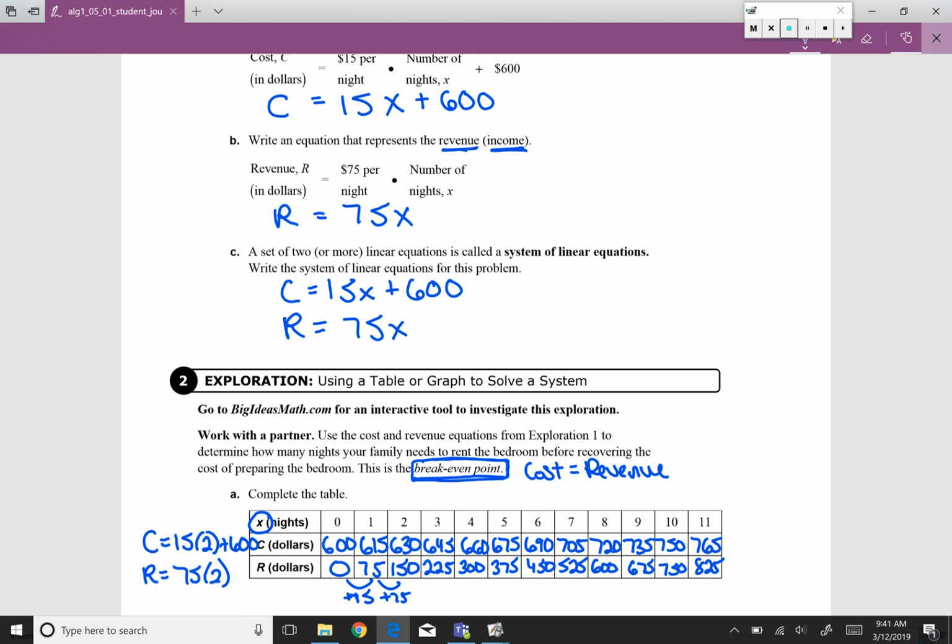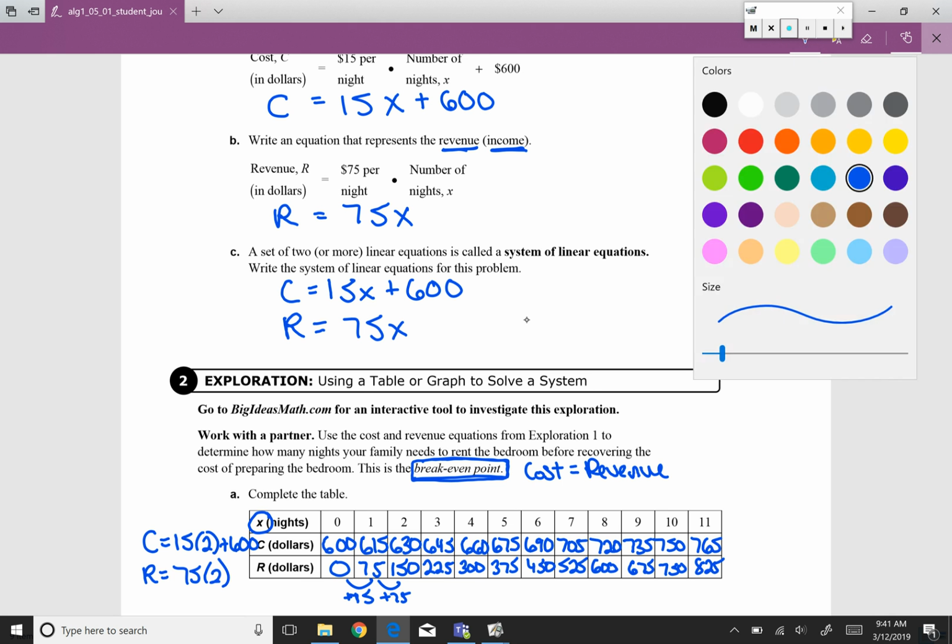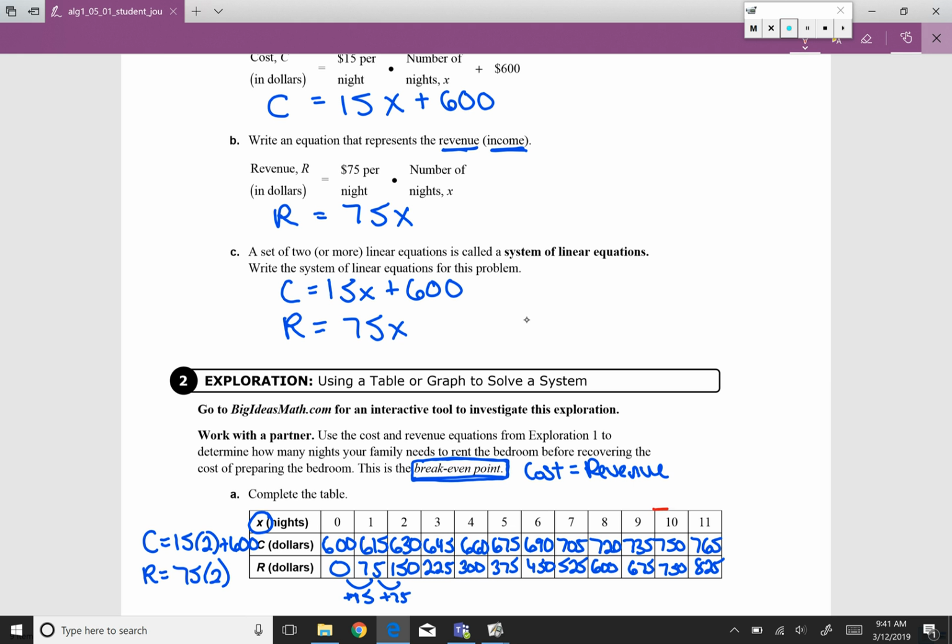So if we take a look through our table, we want to find where cost equals revenue, and we can do that when our x value is 10. So we can do that for 10 nights.